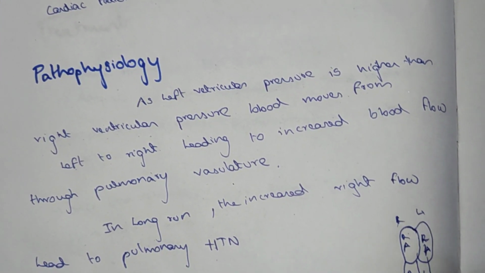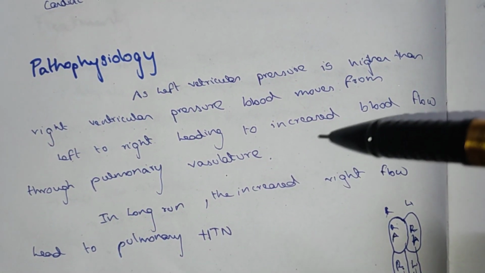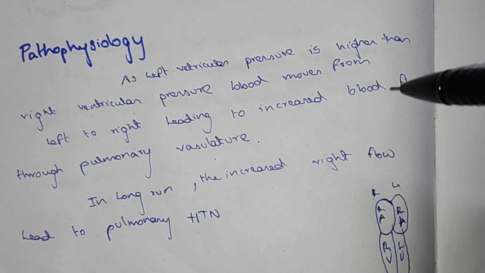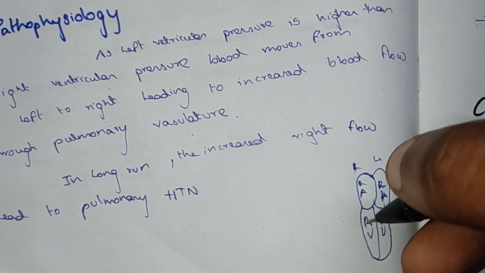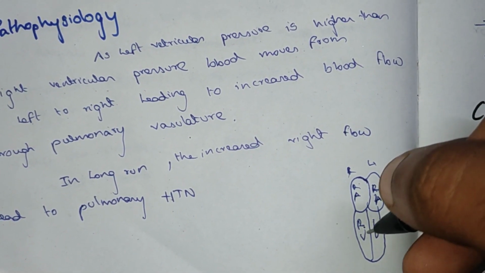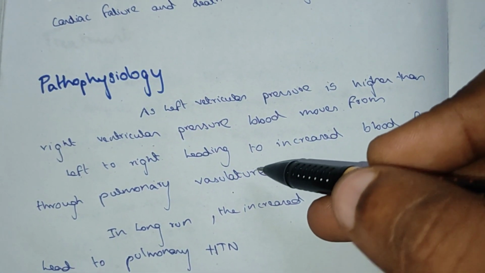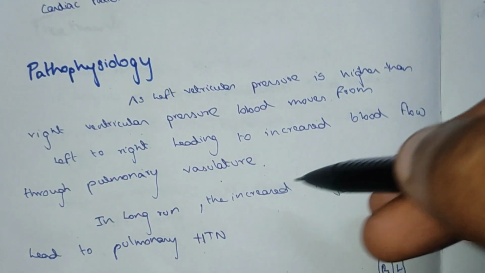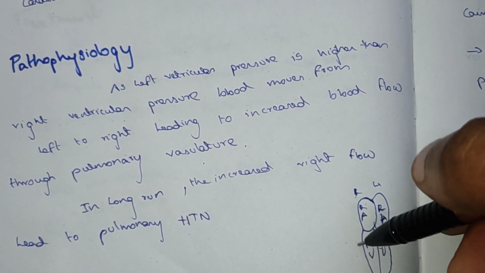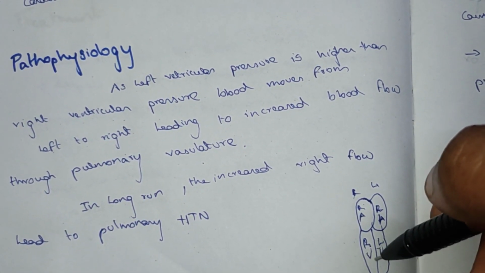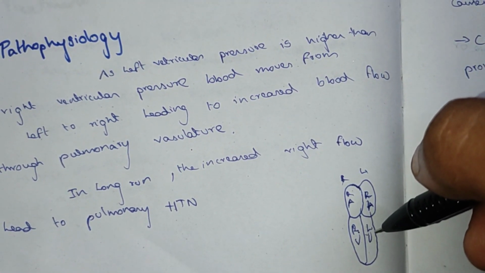Now we will see the pathophysiology of the ventricular septal defect. As left ventricular pressure is higher than right ventricular pressure, the blood moves from the left to the right, leading to increased blood flow through the pulmonary vasculature. This increased output of blood flow to the pulmonary vasculature, in the long run, happens for a long time.